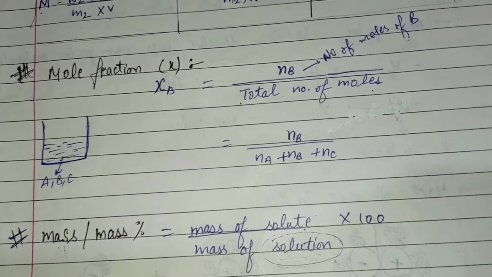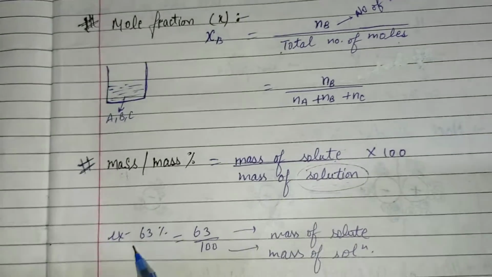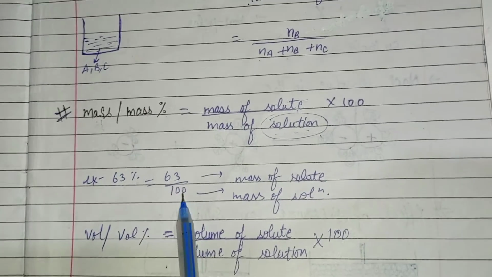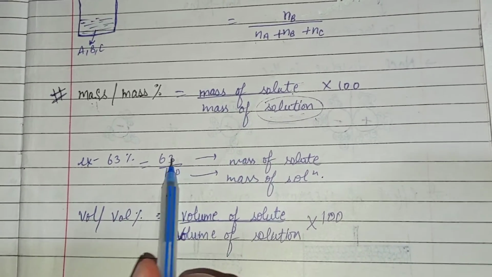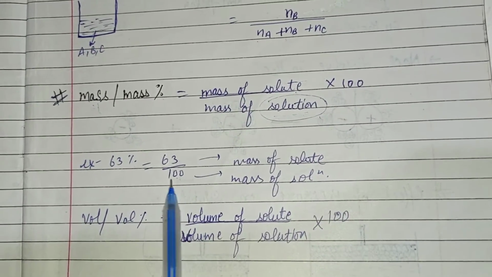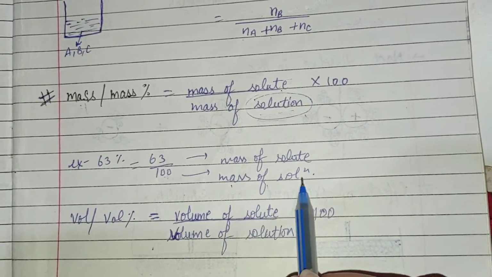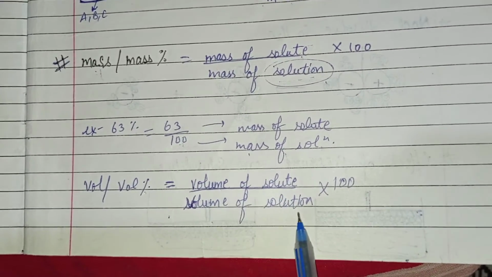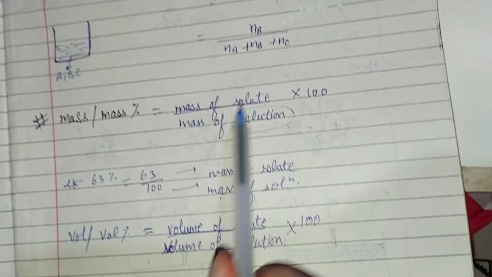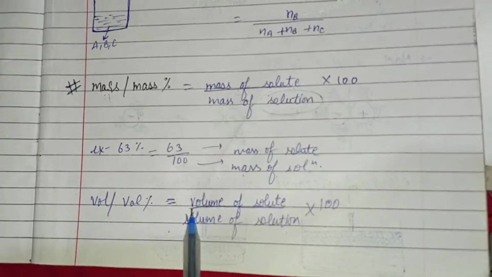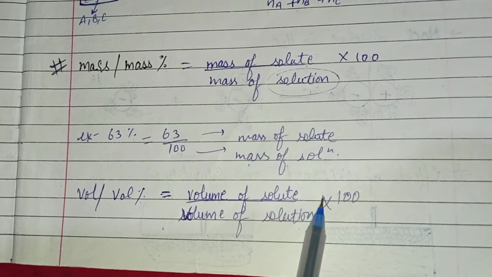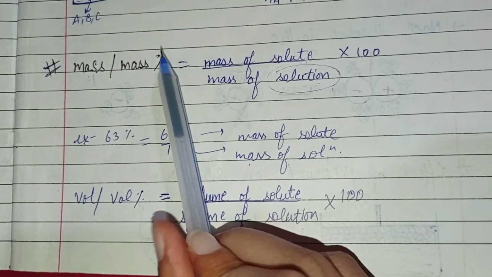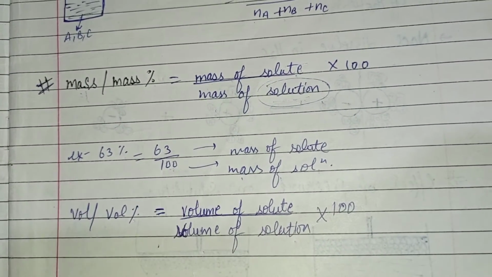Now we will take an example. If we find the mass percent of 63%, then it will be 63 upon 100, where 63 is the mass of solute and 100 is the total, which is the mass of solution. And volume by volume percent means volume of solute upon volume of solution, just as mass percent is mass of solute upon mass of solution. In volume percent, it is volume of solute upon volume of solution, and into 100 in both. So we have already found the mass percentage and volume percentage.